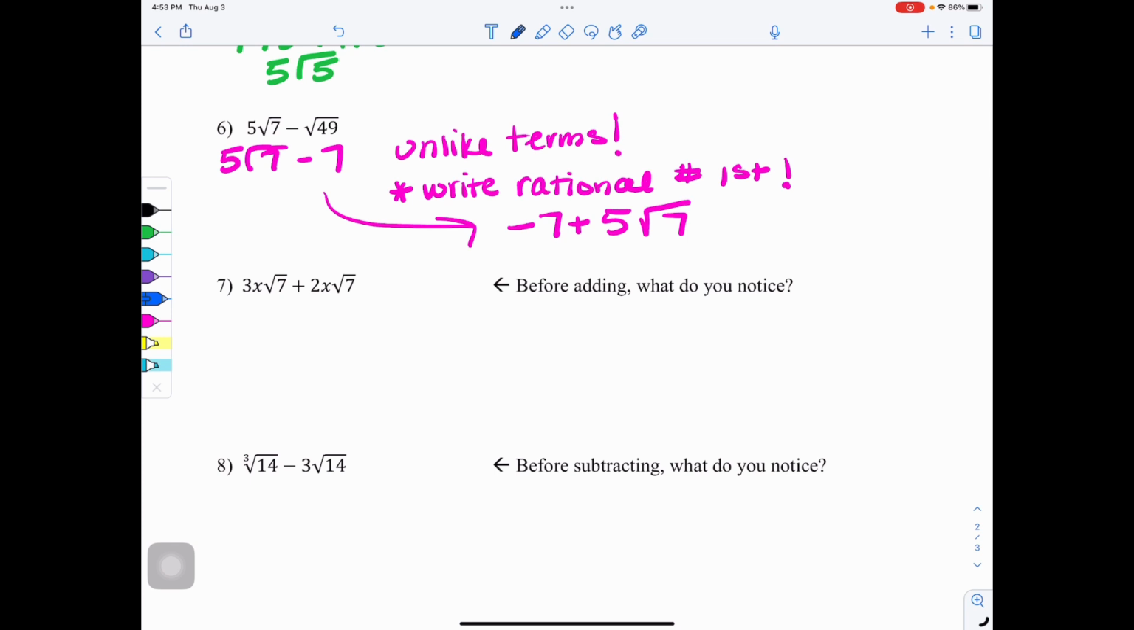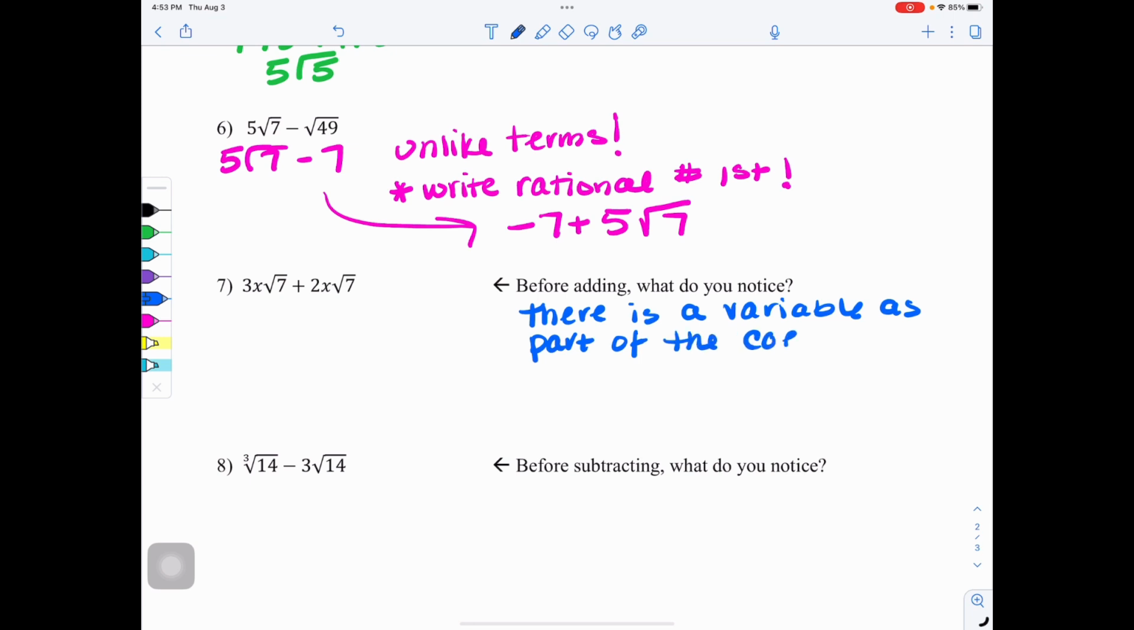Before we add these, because I see it's an addition problem, what do you notice? Take a look at that. Hopefully you notice that there's actually a variable as part of the coefficient. So we're going to write there is a variable as part of the coefficient. So we just have to add like terms just like we always have when we have like things. So let me show you what I mean.